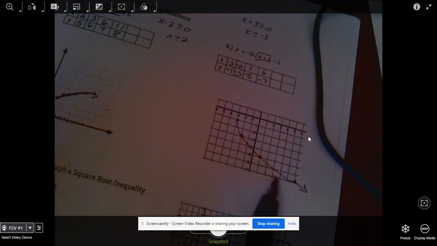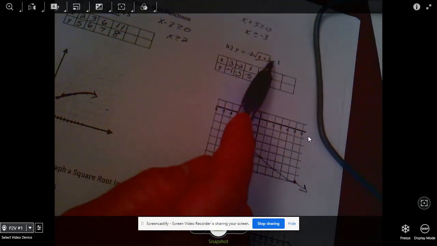Yeah, but it's backwards. Should it be backwards? Well, yeah. This negative means it reflected on the x-axis. 2 means a vertical stretch of 2. It went down 1, and it went to the left 3. So did it? Went to the left 3. Yep, it reflected and it stretched, and it went down 1. So use your transformations to see if your graph is accurate.